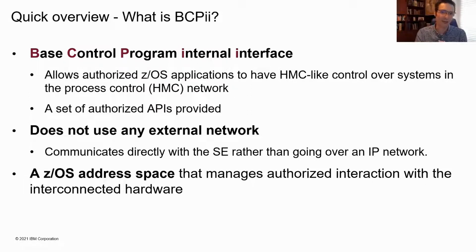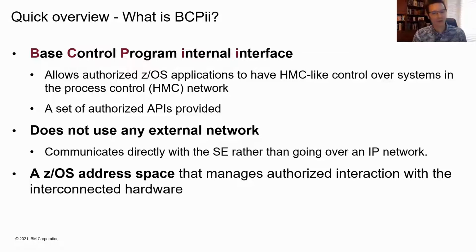Therefore, you don't need to have an IP network. You don't have to open your HMC to IP. From a security perspective, a lot of clients are very comfortable with this. You don't need to worry about the availability of IP. The underlying hardware, if you can't communicate to the local SE, there's a big problem going on with your system that's much bigger than probably the BCPii operation that you're trying to perform.